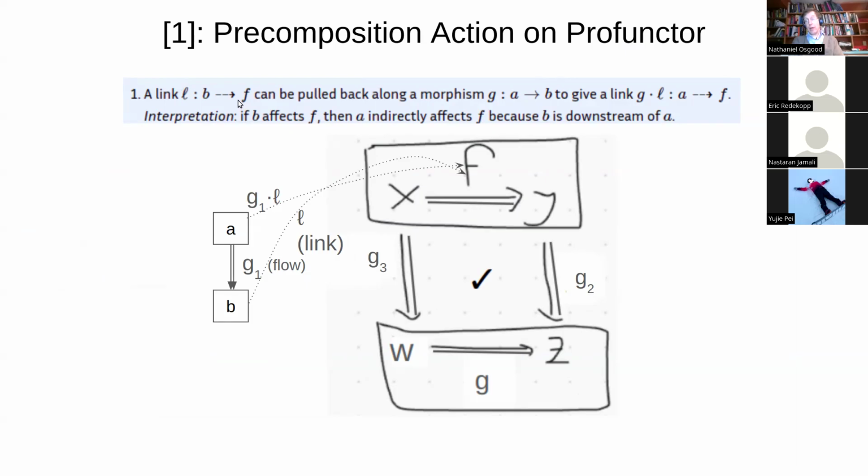And this is supported in CatColab. And a link from B to F, here we go, can be pulled back along a morphism. Pull it back to give a link, G and then L, A to F. I prefer if this were written with a semicolon, but G and then L, right? We do G1 and then L.